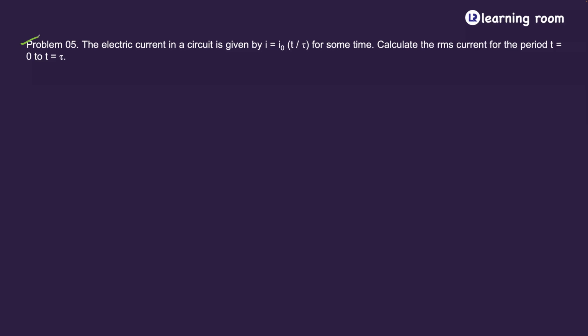So problem number 5. The electric current in a circuit is given by I is equal to I naught into T divided by tau. For some time, it is some instantaneous current. Calculate the RMS current for a period of T is equal to 0 to T is equal to tau. So for me to calculate the value of RMS, what is the formula? Square root of integral of I square dt divided by the total time. So what is the total time? 0 to tau means tau is the total time. And here what should be the limits I should take? 0 to tau.